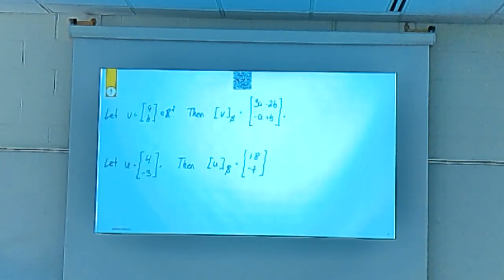All right, since we already found the coordinate vector for any generic 2-vector, just plug in 4 for A, negative 3 for B, and solve. 18, negative 7. Right. So those would be the coordinates for this vector with the given basis.